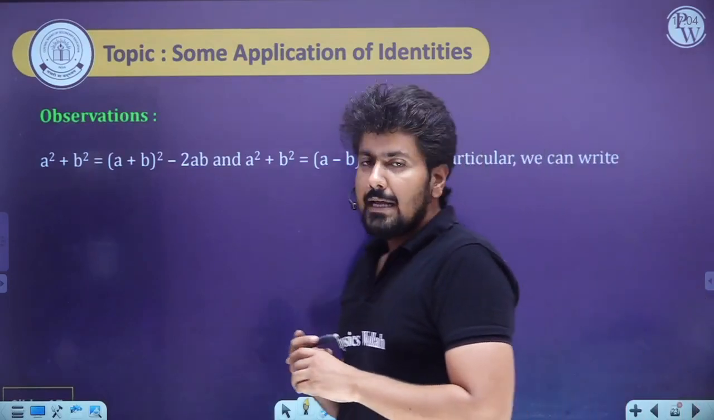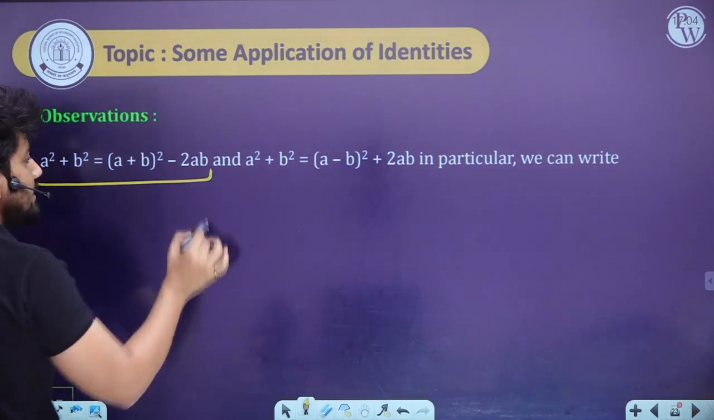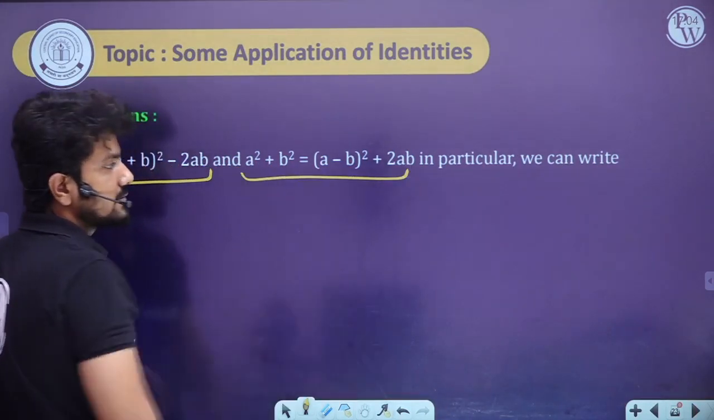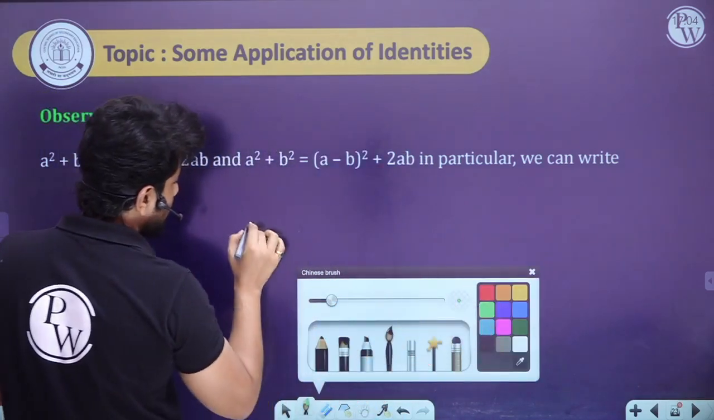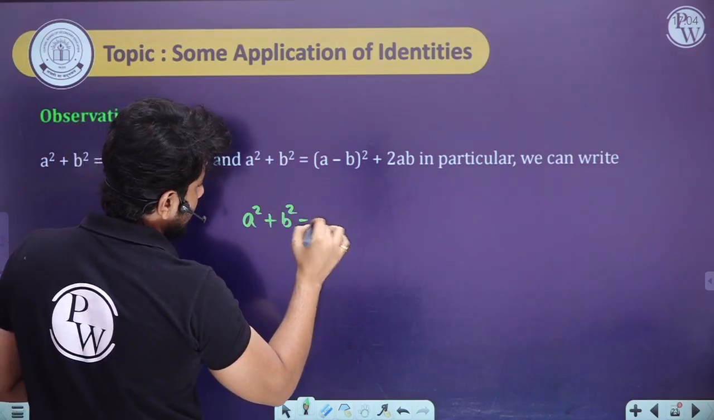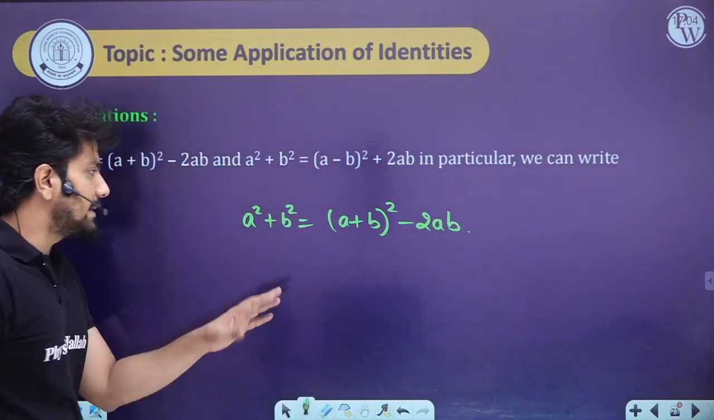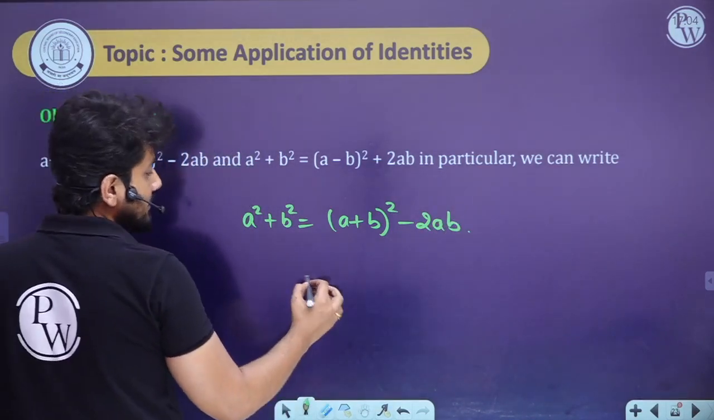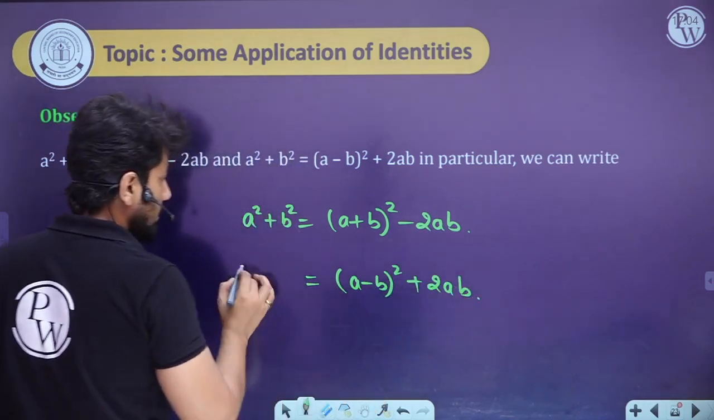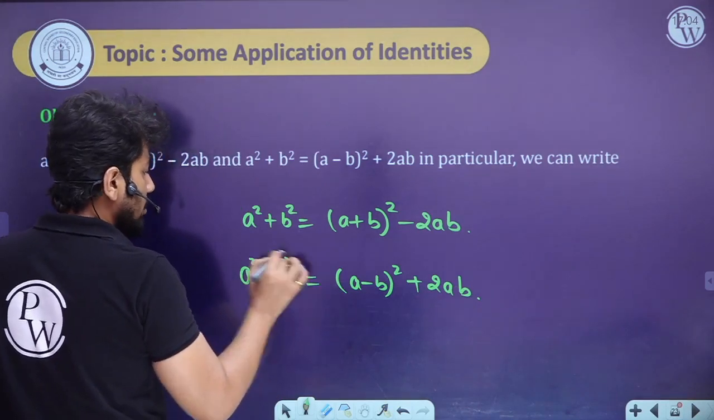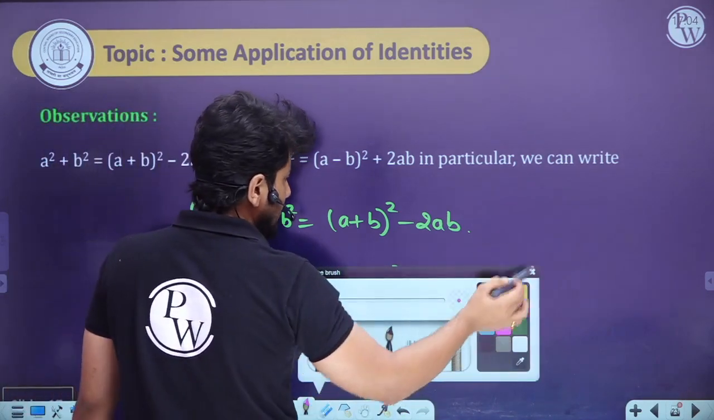Now, two very important observations: we can write a square plus b square either in terms of this or in terms of this. Basically, we can write a square plus b square as a plus b whole square minus 2ab. Either you can write it this way, or you can write it as a minus b whole square plus 2ab. Both work. According to the situation, we adapt how we are going to write it.